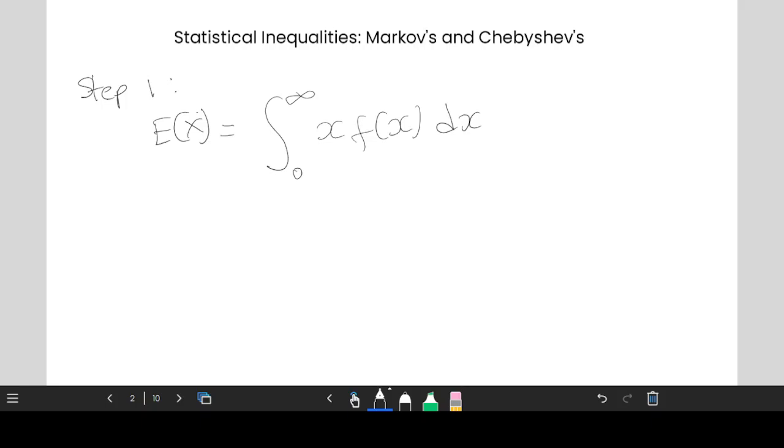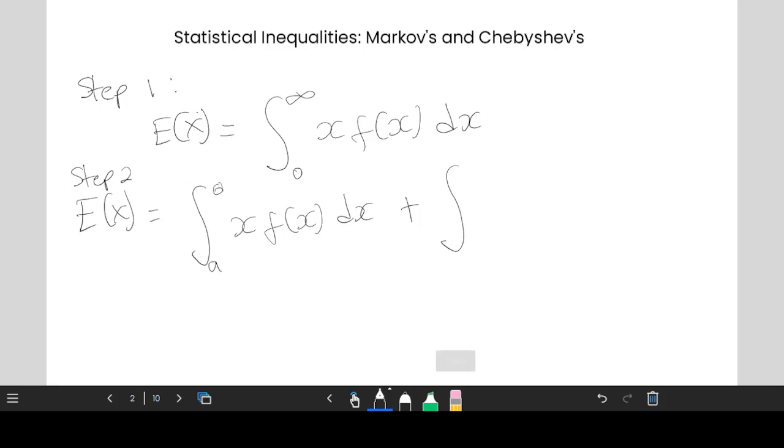Now the next step is to split the integral at A. So for step 2, we have the expectation of X equal to, we want to split the integral: the integral from 0 to A of x f of x dx, plus the integral from A to infinity of x f of x dx. We have split the integral into two.